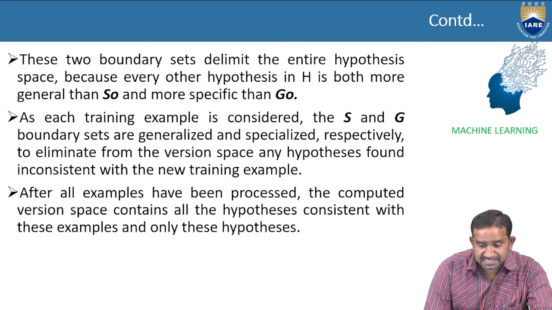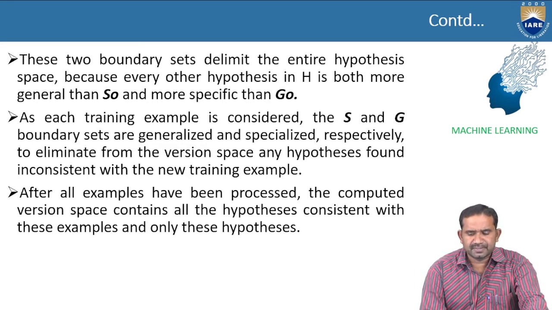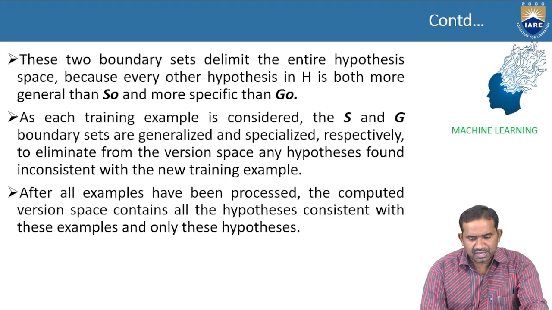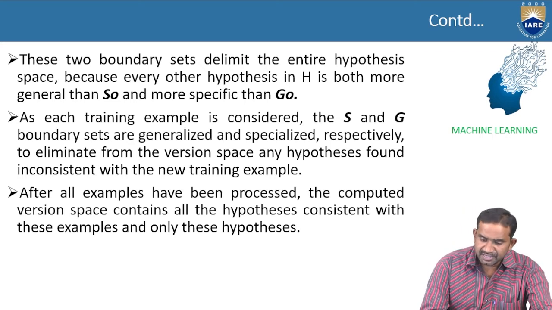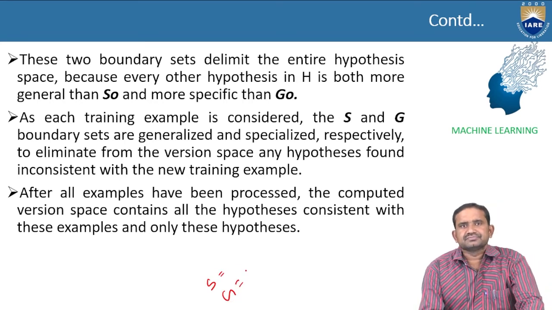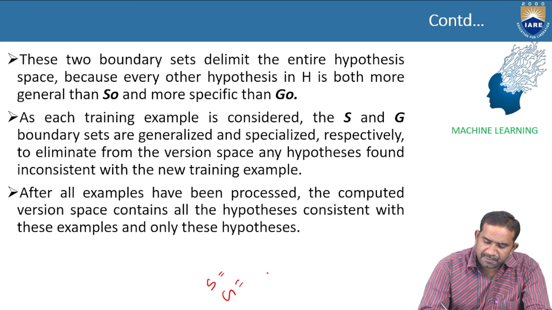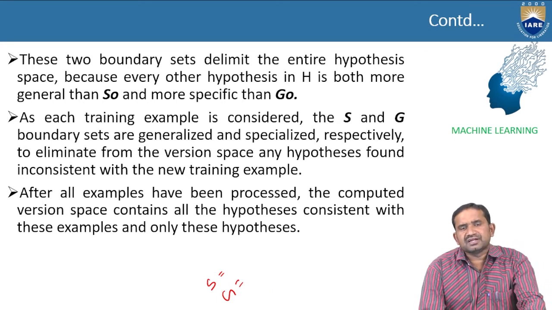As each training example is considered, the specific and general boundary sets are generalized and specialized respectively, to eliminate from the version space any hypothesis found inconsistent with the new training examples. This may be either specific or generalized. We are checking the condition of whether that hypothesis is consistent or not consistent with the training examples.